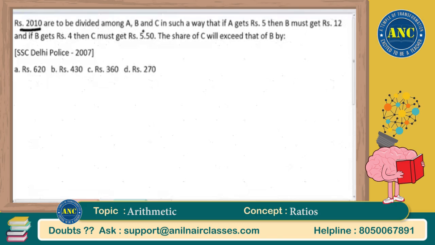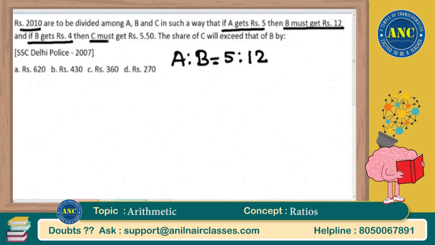2010 rupees are divided among A, B, C in such a way that if A gets 5, then B must get 12 rupees. That means A is getting 5 rupees, B is getting 12 rupees. And if B gets 4, C must get 5.5 rupees. If B is getting 4 rupees, C should get 5.5 rupees.